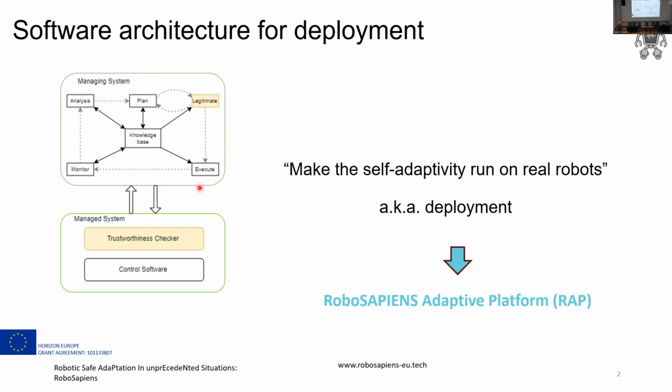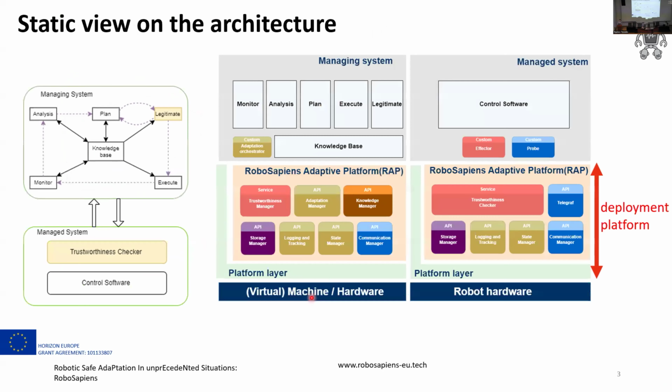But okay, having the software in the managing system, having the software in the managed system, how to control it all and how to get it deployed on the real computers at the end. So that's the question of this lecture, making the self-adaptivity there in the MAPE-K loop, make it run on real robots. In other words, that's the meaning of the word deployment. And in this project, we do it by the RAP. The abbreviation stands for the RoboSAPIENS Adaptive Platform. That word is not very important here, but that's also mentioned, what we have mentioned before.